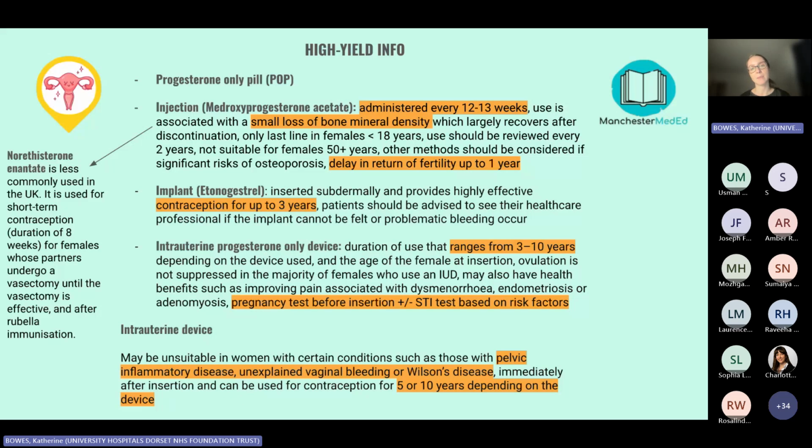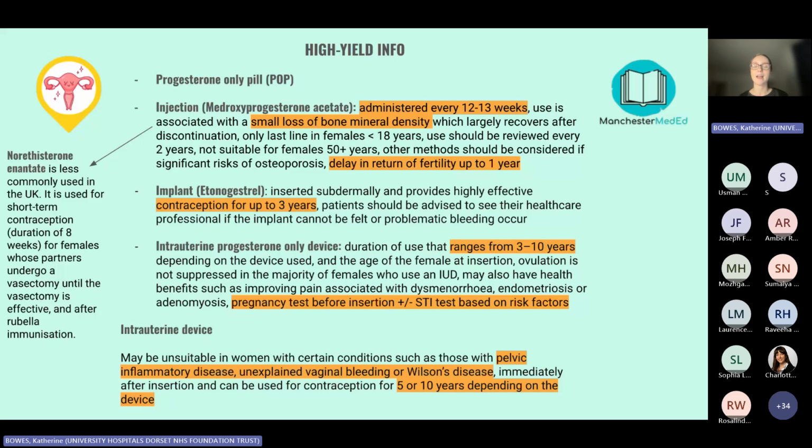And when you're counselling patients, it's really important that you are aware that this contraceptive method can have a delay in the return of fertility up to a year, so it's quite significant. So they're key points for those. In terms of the implant, it can be quite effective and it can last for up to 3 years. And then the intrauterine system can last from 3 to 10 years, depending on the device that's used.